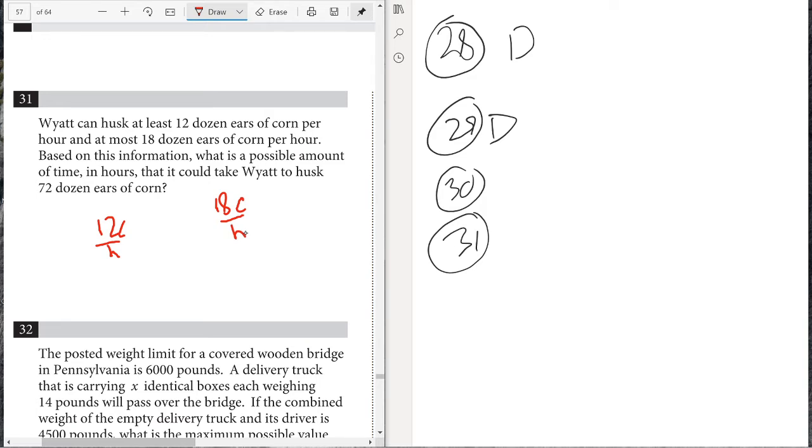Okay, so let's see. If I multiply this by 6, then I get 12, right? So 6 hours. This 18, so 72 divided by 18, and I get 4. So if he's husking really fast, it'll only take 4 hours. If he's husking really slow, it'll take him 6. What is a possible amount of time in hours that could take Wyatt to husk 72 dozen? So any 4, 5, or 6, really.